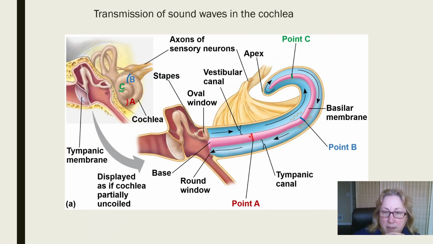And this just shows that we have different areas. If there's a particular sound, a single pitch, only one area of the basilar membrane is going to respond and vibrate best to that specific pitch, and that's how we can distinguish different pitches. So sound waves are coming in first through the vestibular canal and then back out through the tympanic canal and then dampened at the round window.